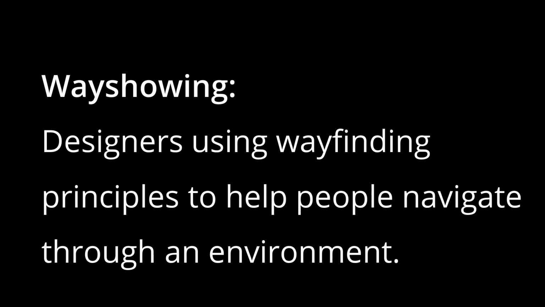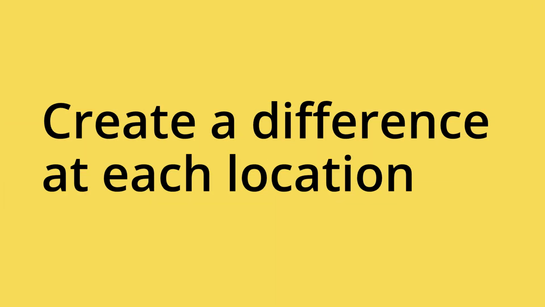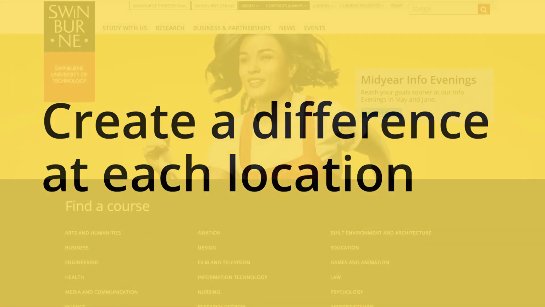So one of the ways you can help with wayshowing. To assist with orientation or knowing where you are at all times, you can create a difference at each location. Consistency across the design is important in maintaining a strong brand look and feel. However, the pages need to be different enough that the user can tell they're on a different page. This can be achieved through different headings indicating the current page, through active page links displaying the current page in the menu in a different way, or through using different images.